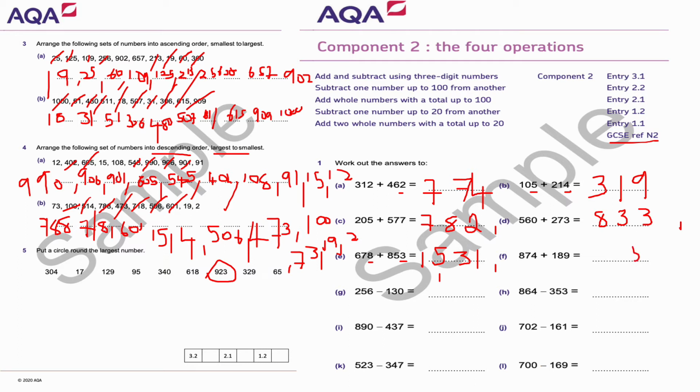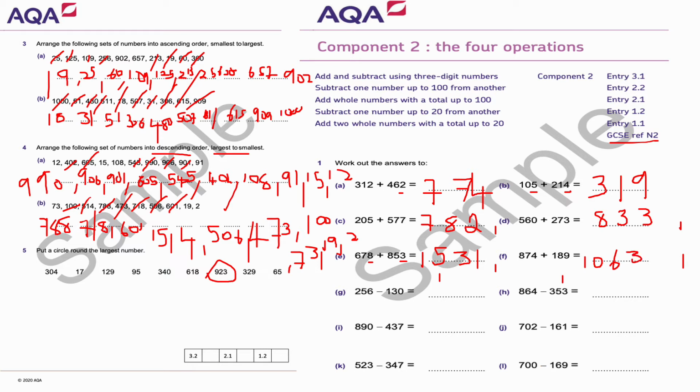Part F, 874 plus 189. 4 add 9 is 13, carry the 1. 7 add 8 is 15, add the 1 is 16, carry the 1. 8 add 1, add the 1 is 10, so it's 1063. Okay, let's just delete that 3 there because it's taking up a bit of space for the next question.